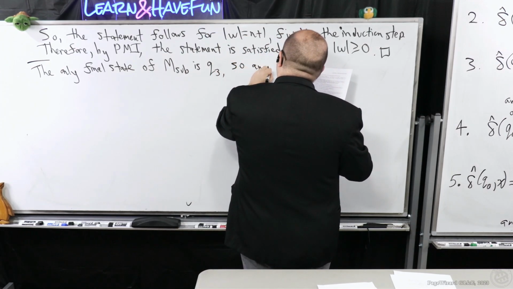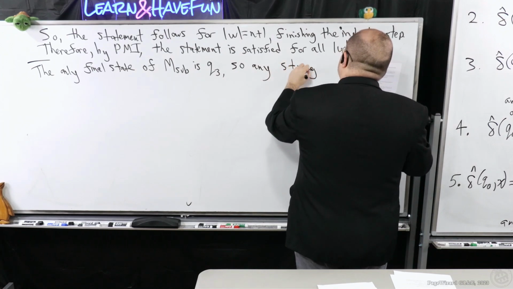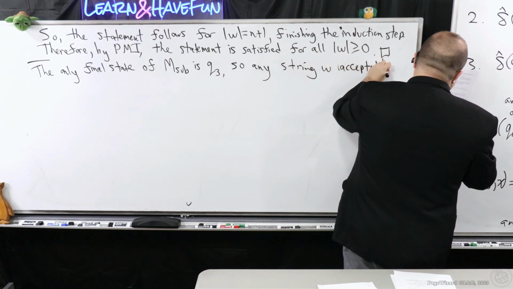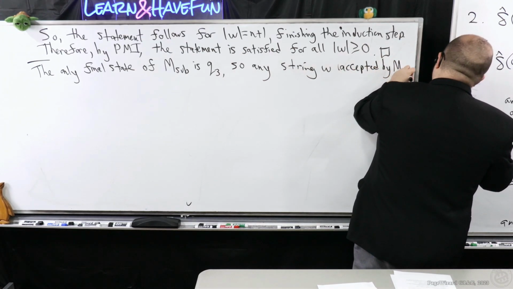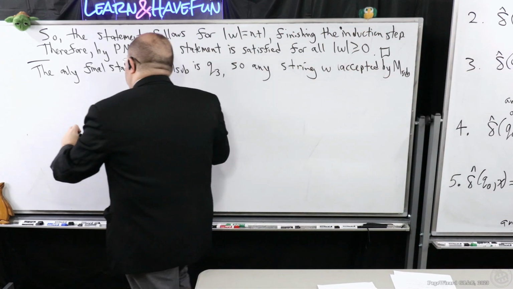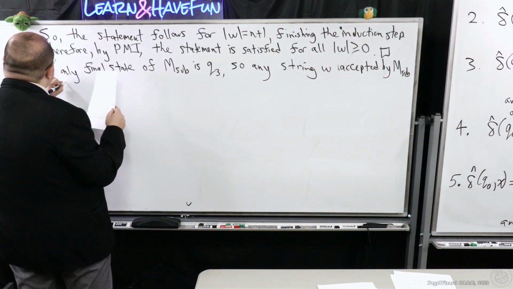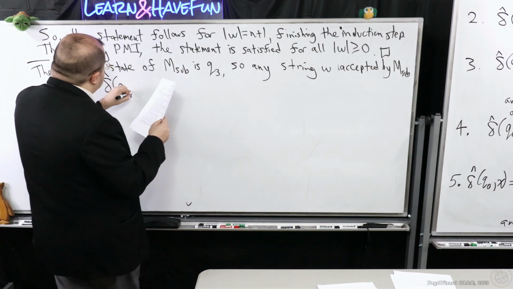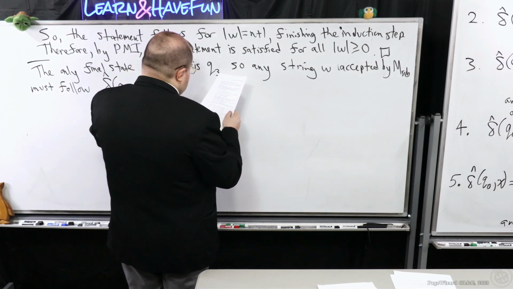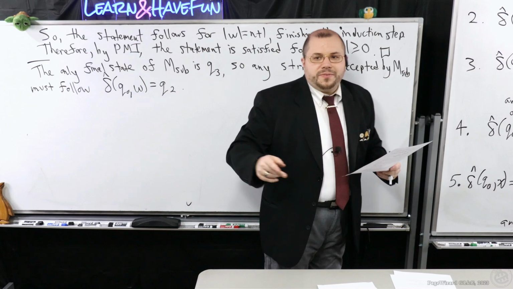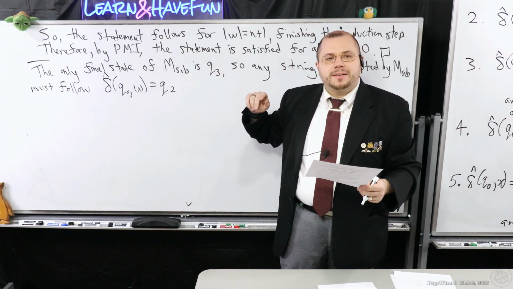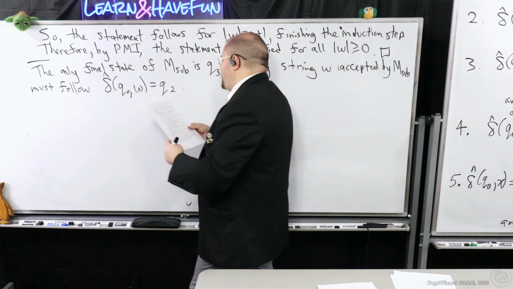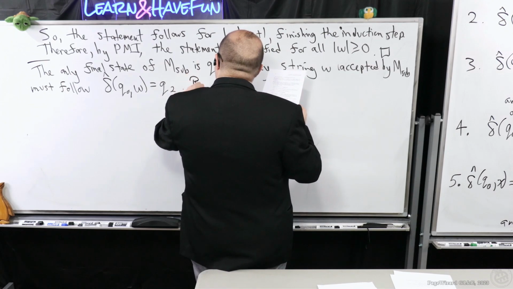So any string W accepted by M sub must follow delta hat Q0 W is equal to Q2. But what does that mean? If this is satisfied, that means if and only if what? W contains substring 0, 1, right? By our lemma.